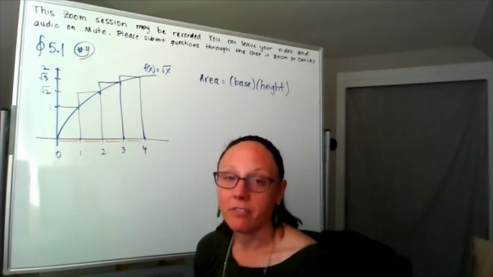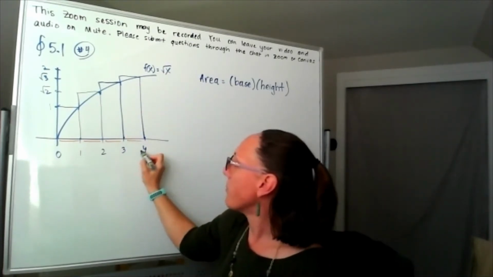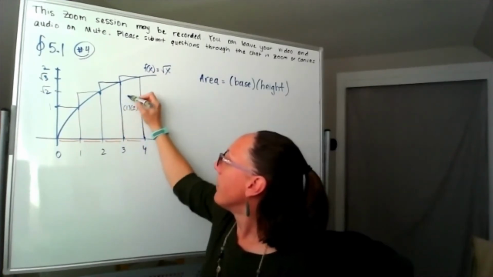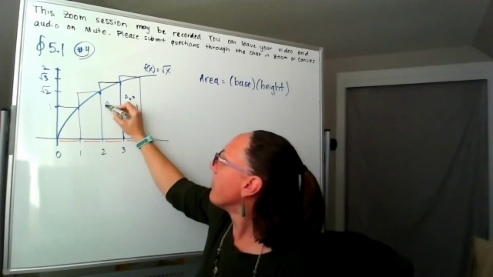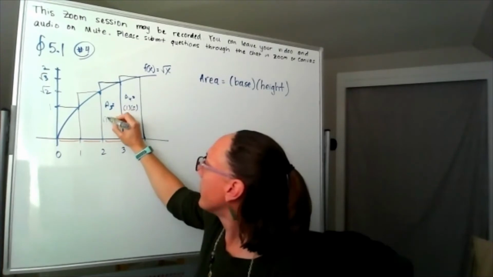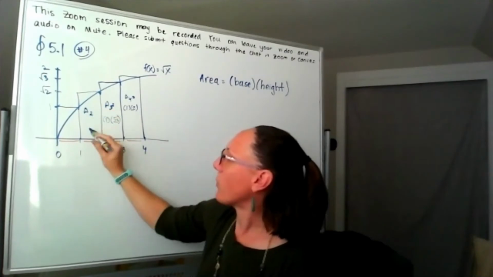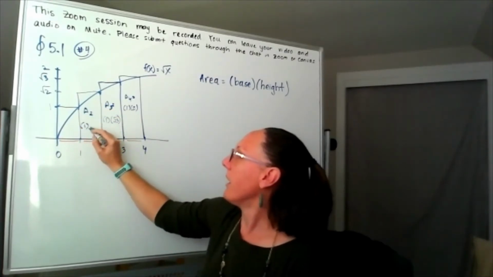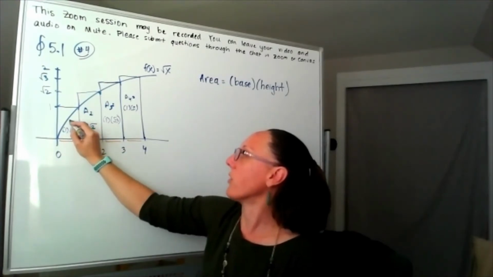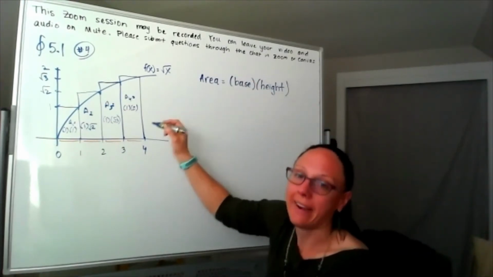So when I go to find the area of each of these rectangles, it's a base times a height. This last rectangle has a base of 1 and a height of 2. This rectangle also has a base of 1, but it has a height of the square root of 3. That second rectangle has a base of 1 and a height of the square root of 2, and my first rectangle had a base of 1 and a height also of 1. So to estimate the area under the curve, I would be adding all of those areas up.